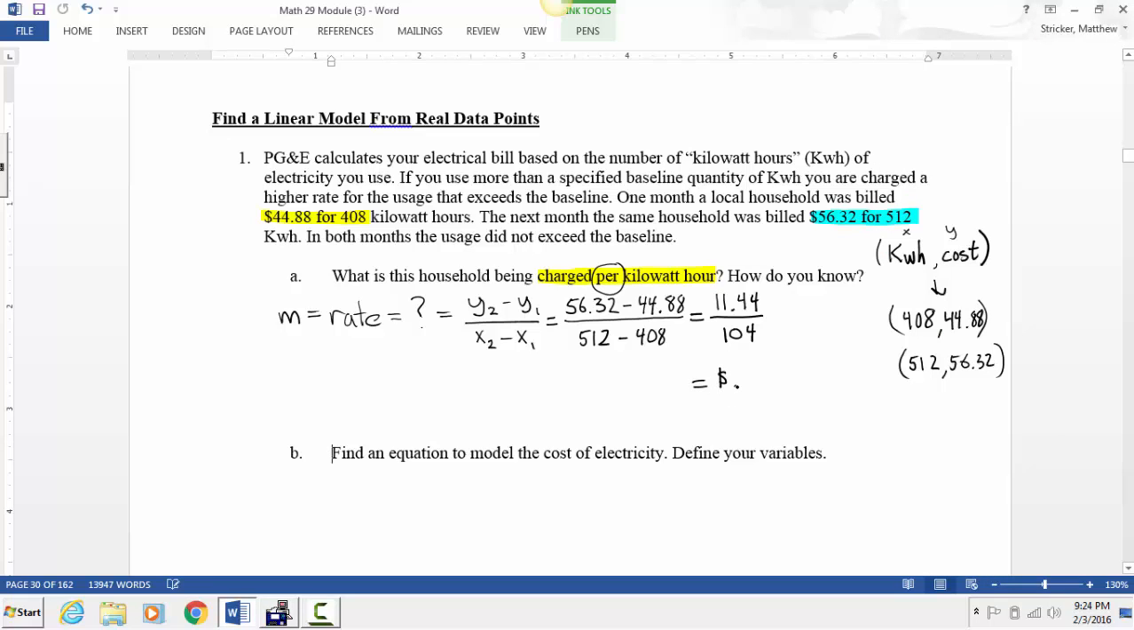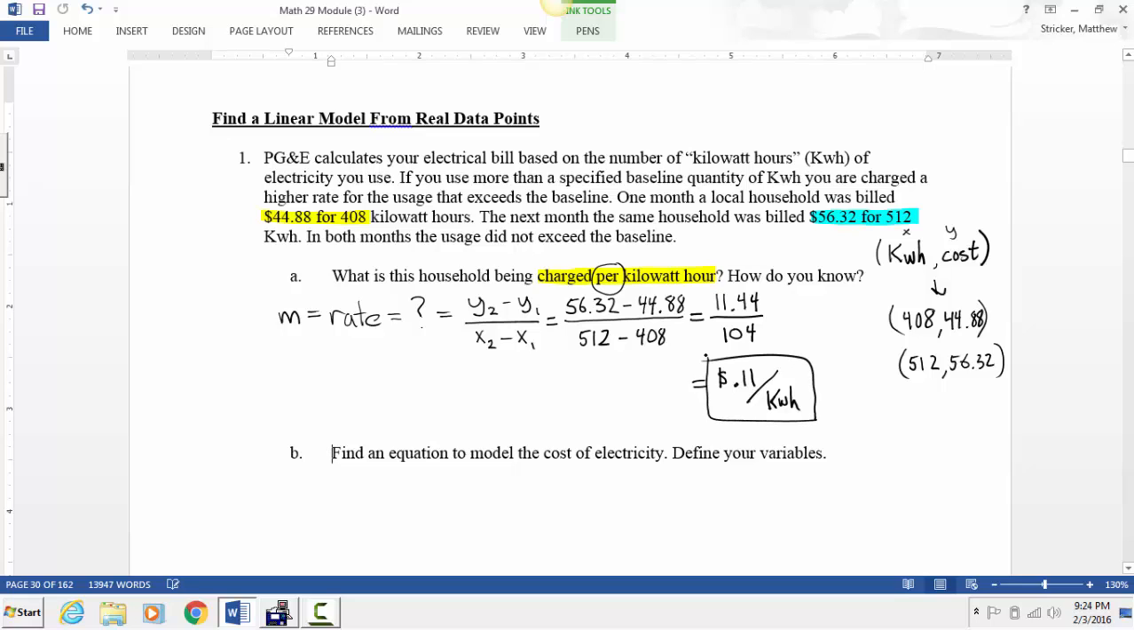So this is 0.11, or it's 11 cents per what? Remember, it's a rate. It's the charge per kilowatt hour. So it's 11 cents per kilowatt hour. And you want to ask yourself, does that seem like a plausible answer for a rate? Does that seem reasonable? I think so. So that's the slope.